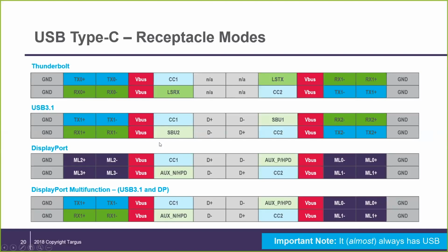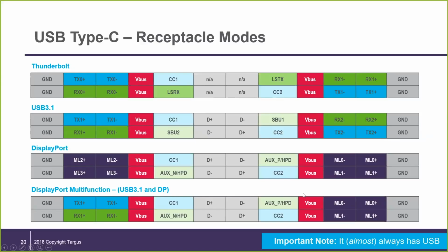Just to show you how the same Type-C connector is used for the different alternate modes, I put this chart in here. I'm not going to spend a whole lot of time on it, but you'll notice that Thunderbolt is a little bit different from USB 3.1, whether it's Gen 1 or Gen 2 mode. You'll notice in a purely DisplayPort mode, all 4 lanes are used for display data, that is ML0 through ML3.